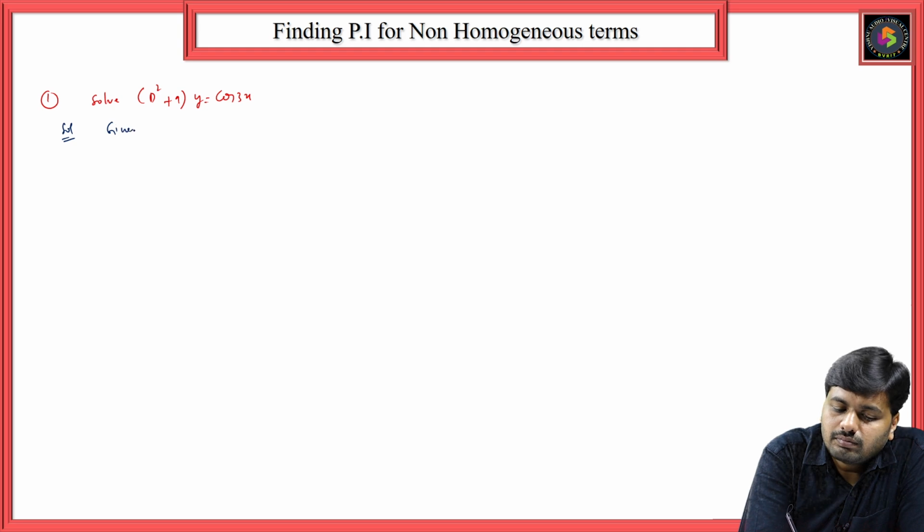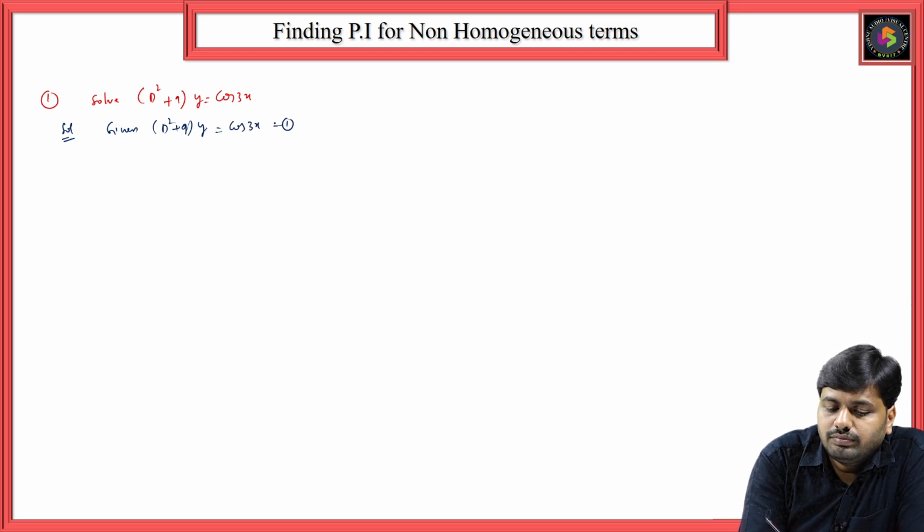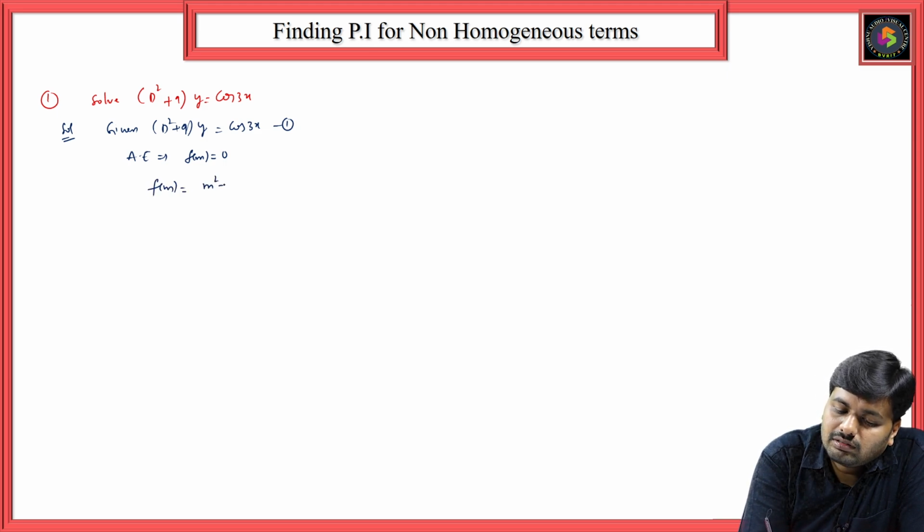Given (D² + 9)y = cos 3x. This is equation 1. Now, first of all, we have to find the auxiliary equation. f(m) = 0, that is m² + 9 = 0, that is m = ±3i.